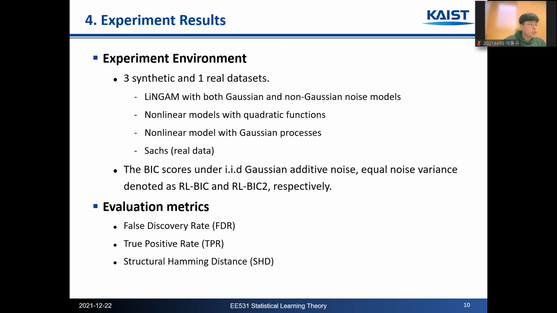Three synthetic and one real dataset are used to compare their approach to various approaches. LiNGAM with both Gaussian and non-Gaussian noise models, nonlinear models with quadratic functions, nonlinear models with Gaussian processes, and SACHS are used as datasets respectively. The paper's approach is combined with the BIC scores under IID Gaussian additive noise and equal noise variance, denoted as RL-BIC and RL-BIC2 respectively. There are 3 evaluation metrics. First, false discovery rate, true positive rate, and structural Hamming distance. That means the cost to get to the true DAG.